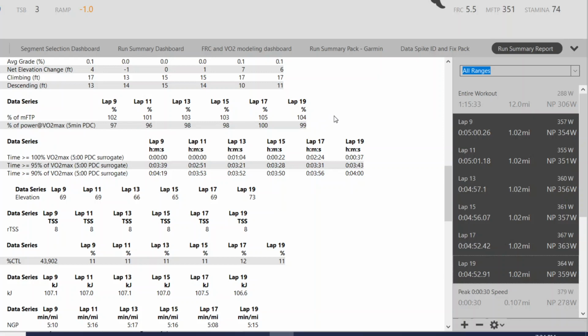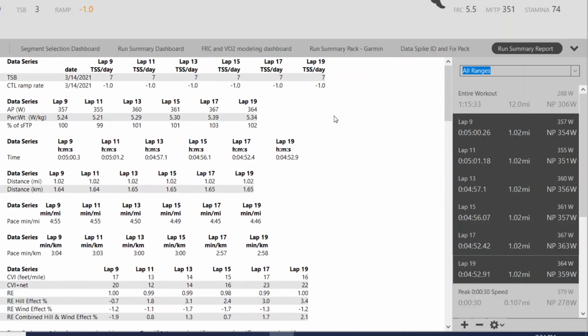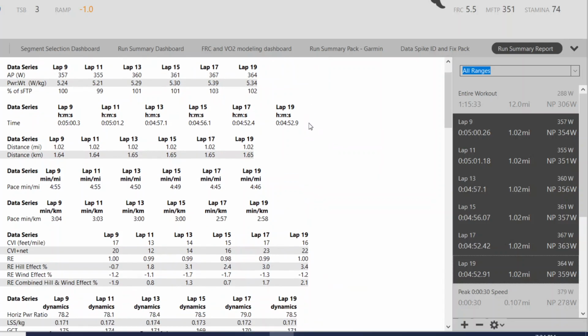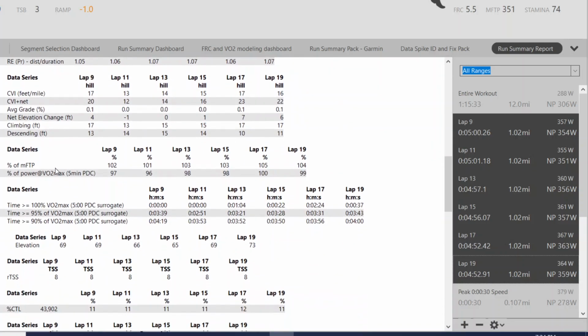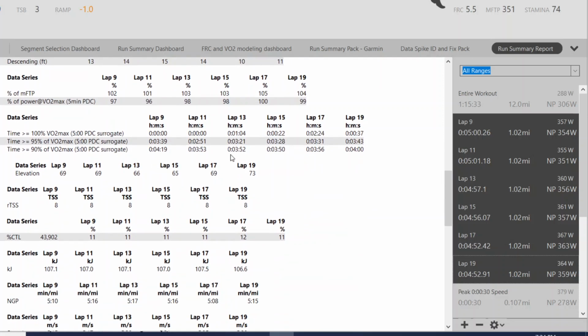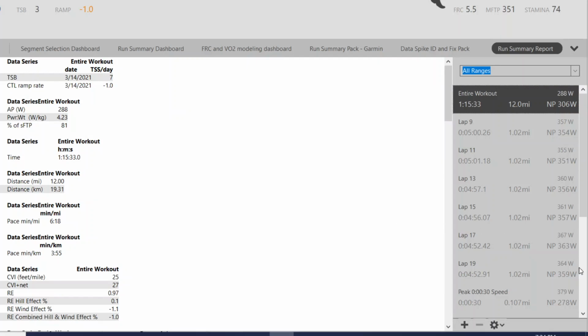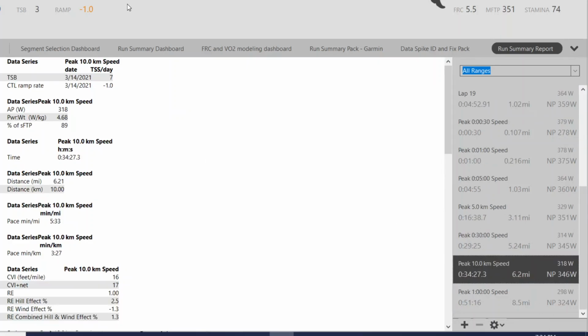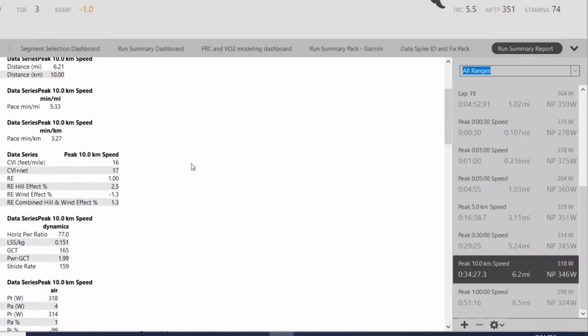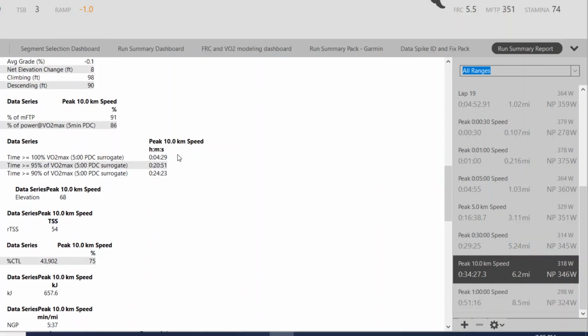Remember, up here, I have percentage of SFTP. This is percentage of MFTP. This gives you time in zone near VO2 max. It works better for looking at the entire segment, or let's say we use just the fastest 10K segment. We can see that this is what he got in this fastest 10K segment in terms of time near these particular markers of VO2 max.